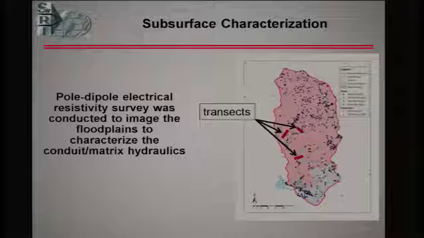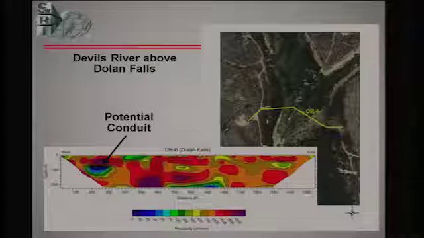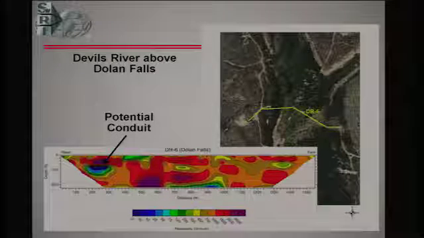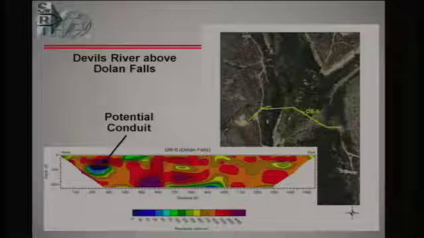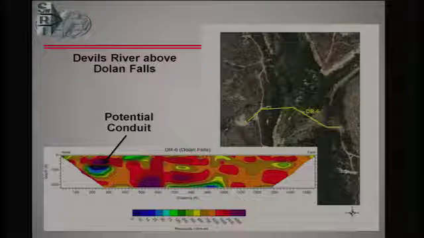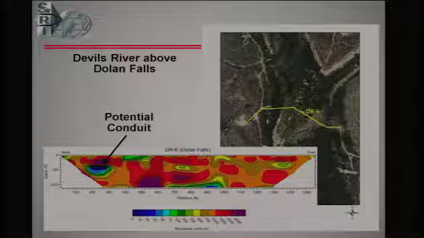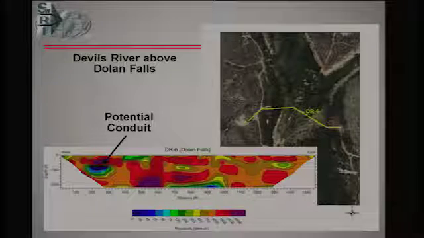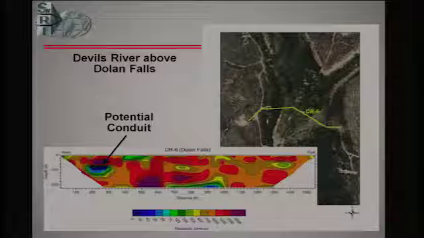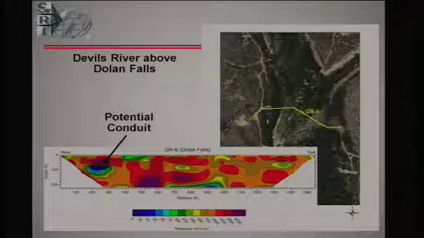or resistive. And what we saw in this area, this is down at Dolan Falls. We ran a transect across the river, and what we saw is we have this conductive zone here. And what we say is that that is a potential indicator of a preferential flow path. We don't know if that's a single large cave, if it's just a bunch of honeycombed rock or whatever, but it has increased permeability relative to the host rock.